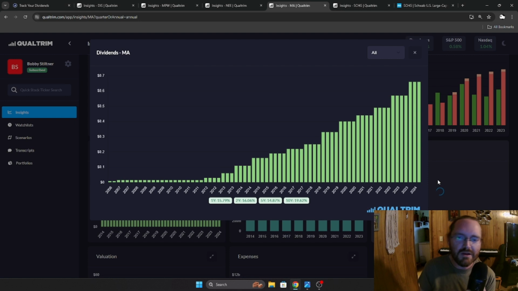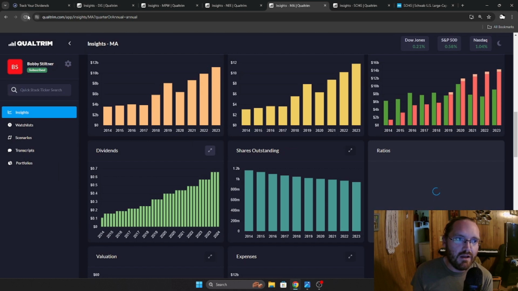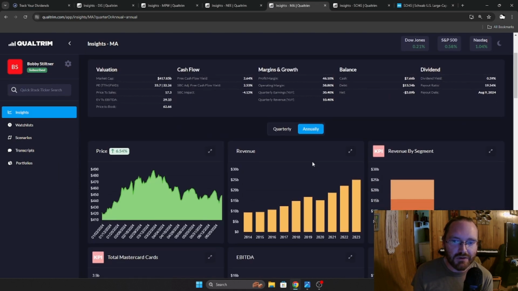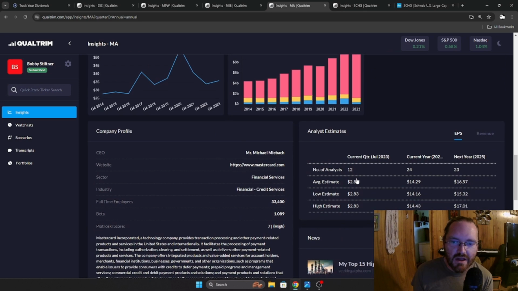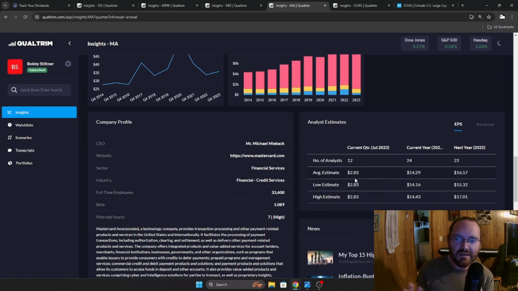Another thing to like about MasterCard is the dividend hikes. Over the last 10 years, been increasing at a rate of 19.62%, and they have been increasing it at this rate for a while. This thing looks like just a set of stairs up and to the right. There is a lot to love about MasterCard for the long term. Now we'll take a look at what the analysts think. EPS growth, $14.29, growing to $16.57. So nice double-digit growth still out of their EPS.